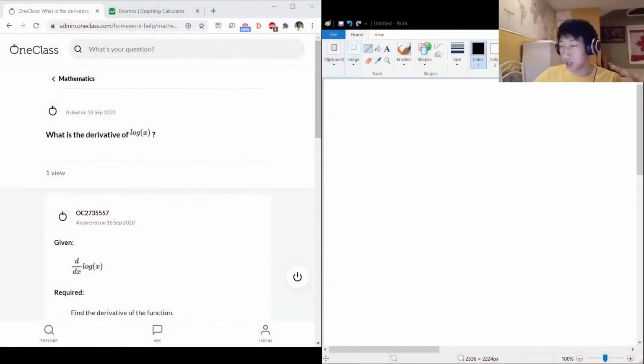Alright, so let me switch my screen over to our first question. Okay, so here we go. The first question that we want to deal with today is, what is the derivative of log x? Let's write that out in a more mathematical type language. So let's draw it out. d over dx, meaning we're taking the derivative of log x. Now, how do we deal with this?